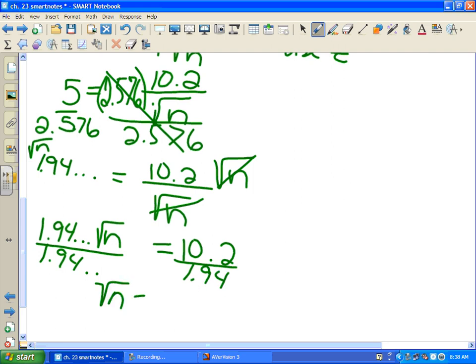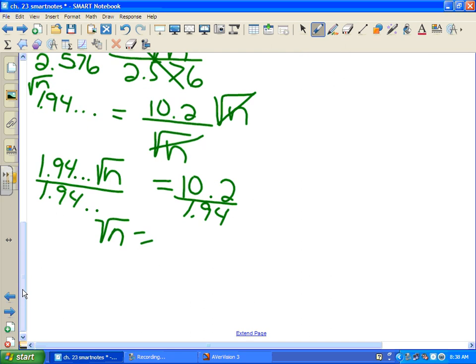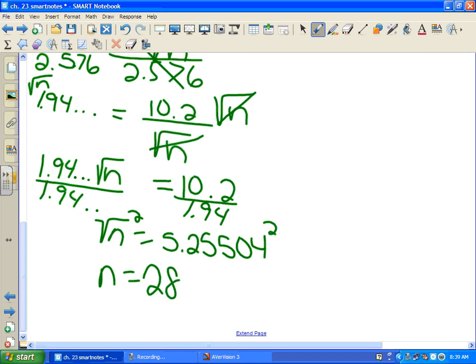So radical n equals. Okay, so now let's go back to your calculator. So 10.2 divided by the answer, the last answer you had. And mine came out to be the exact number, I mean, rounded. And then there's just one more step. Square both sides. And then you can finally round. At the very end, this is a sample size, so round to the nearest whole number. So about 28.